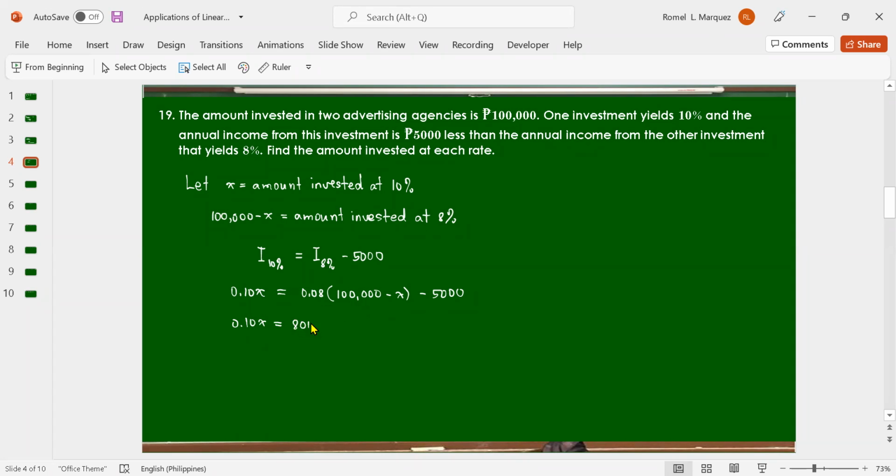Is it 8,000? Guys? Then minus 5,000. Am I correct with that? Times 0.08. Okay, 8,000. So 0.10 plus 0.08 is 0.18X, and that is equal to 3,000. So 3,000 divided by 0.18, that is not exact, I think.